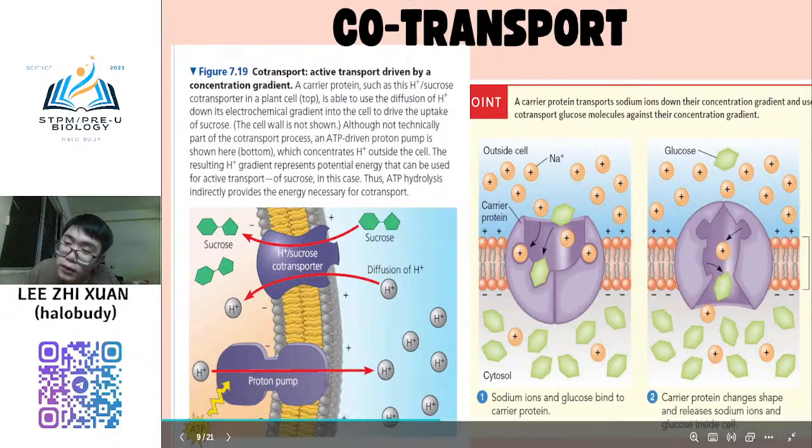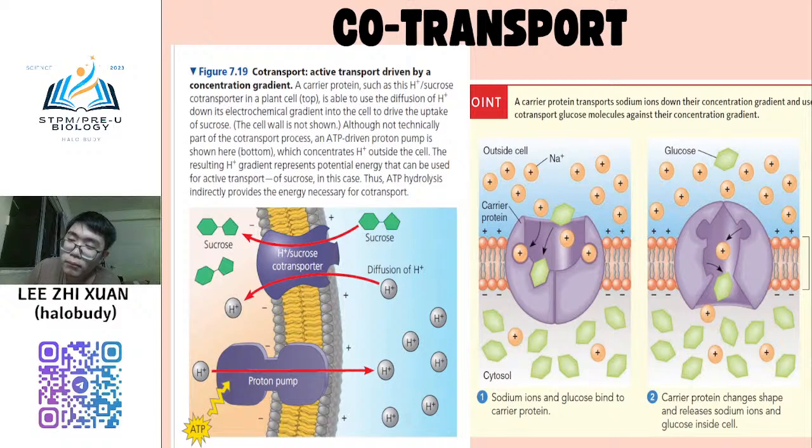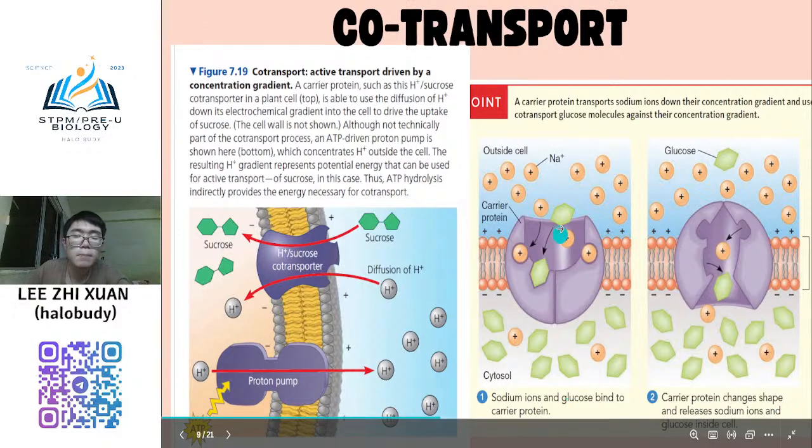So I already answered your question, right, Dragon Ball. Yeah. The electron transport chain is one example of co-transport. Yeah. Memang satu example. One of the examples.